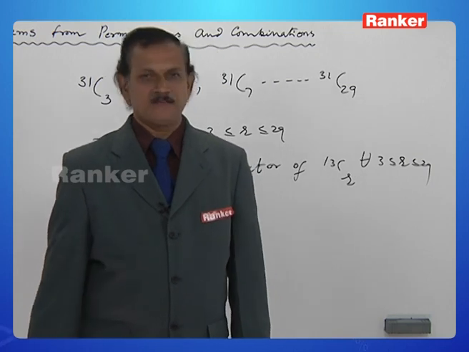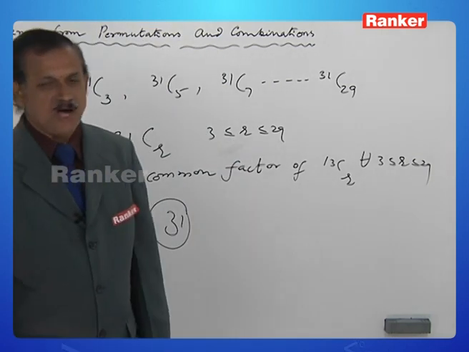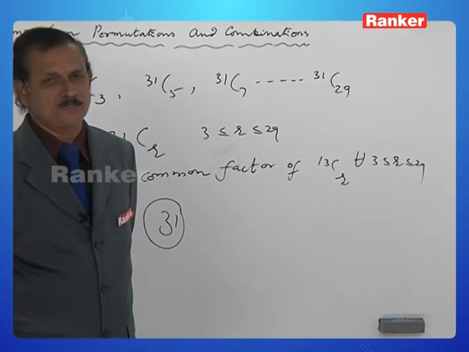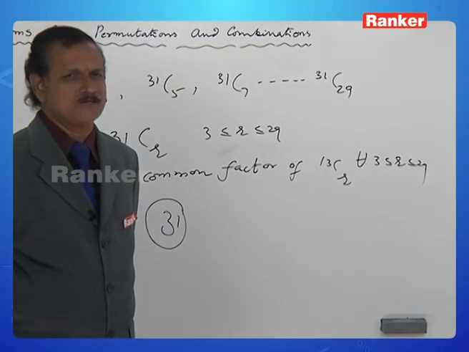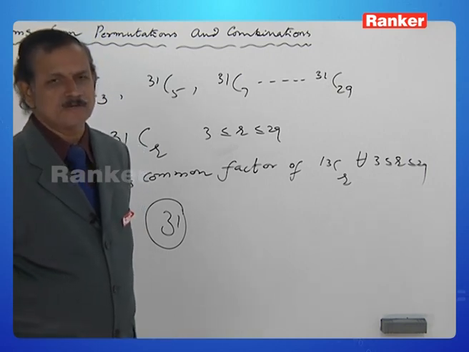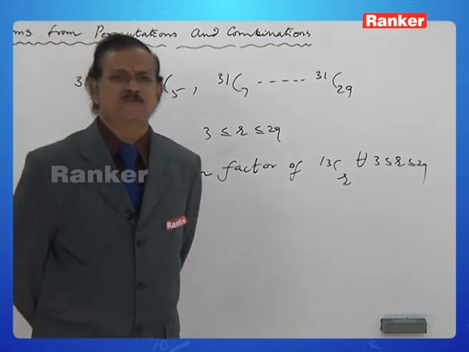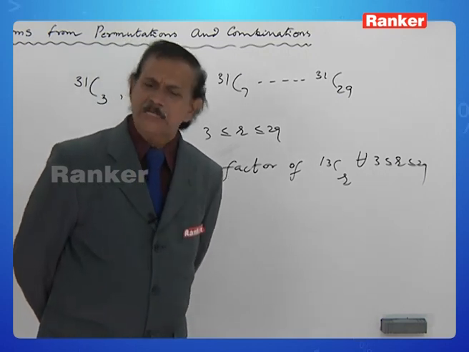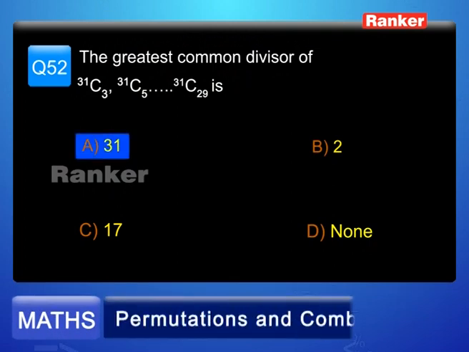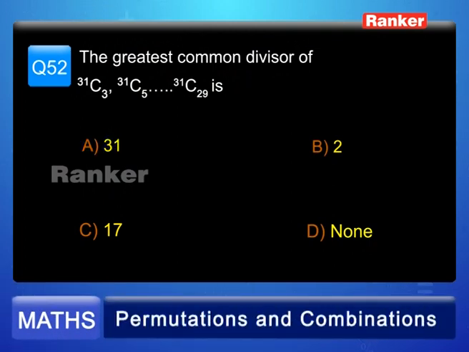And by observing the coefficients 31C3, 31C5, etc., 31C10, whatever coefficient you like to test, it is a multiple of 31. There will be no other factor greater than 31, and it is the greatest common factor. That's all. So what is the right option? Option A is the right option, and answer 31 is the greatest common divisor. So option A is the right answer.